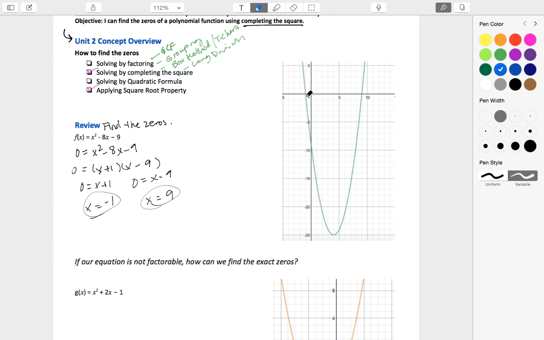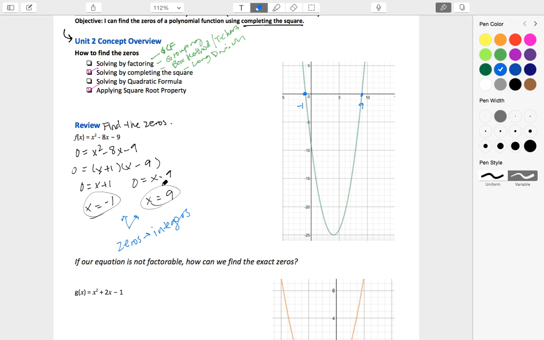And over here I have a visual picture. You can see the zeros are at -1 and at 9. And that piece we're familiar with. The thing is, these zeros are whole numbers or integers, meaning we haven't worked with decimals or fractions, right?